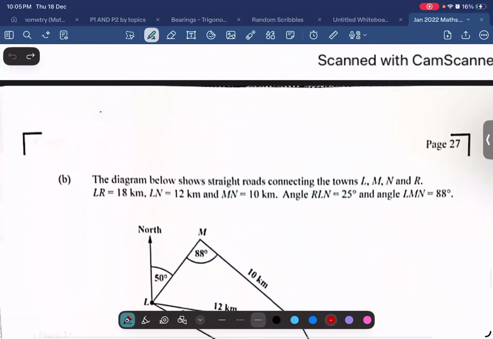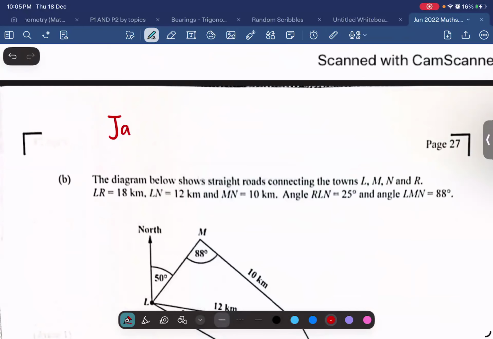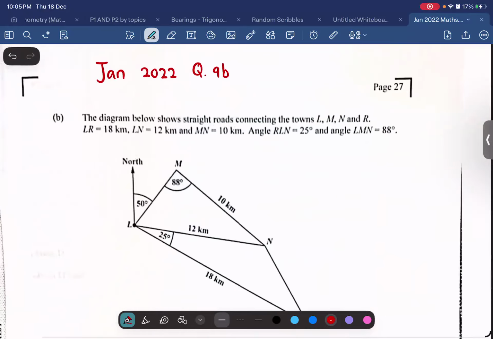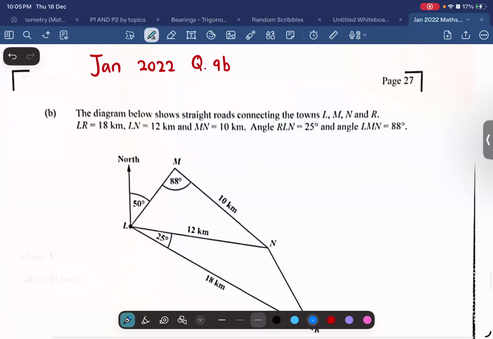I'm going to write it on top here: January 2022 question 9B. Faith, would you like to do it with me since you're the one having trouble with it? Yes. All right, so read the question out loud.